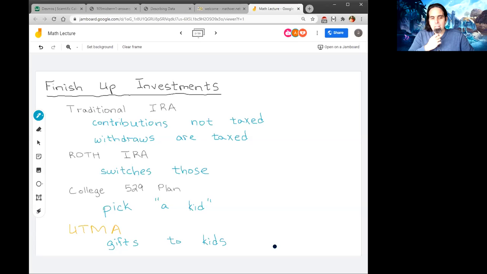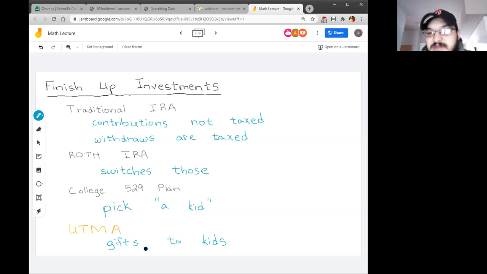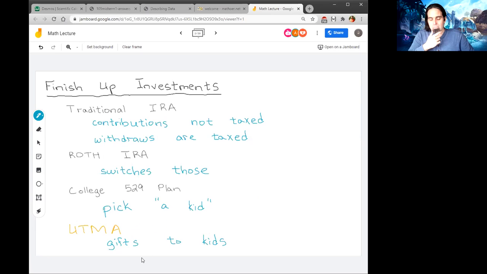I've never heard of UTMA. Is that just an Oregon thing or is that a country thing? I've never heard of that before. It's a federal thing. With a UTMA, the parents have control of it till the kids turn 18, and there's strict rules about what you can use it for. It's good for education. It's good for some other things.